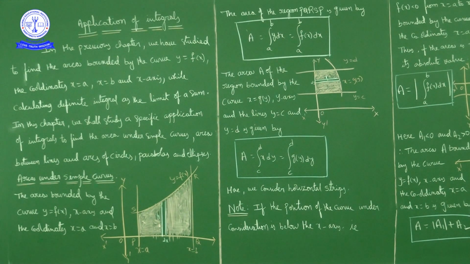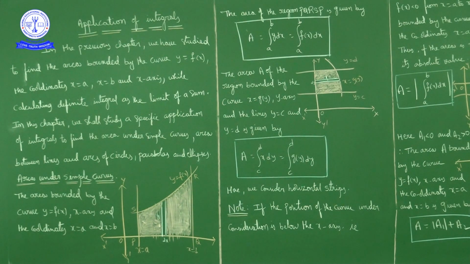Here in this chapter we will study specific applications of integrals to find area under simple curves, such as area between the lines, area by the curve between x equals a, x equals b, area between line and circle, area between two circles, area between line and parabola, area between parabola and ellipse. We'll solve different types of questions. First of all, area under simple curves.